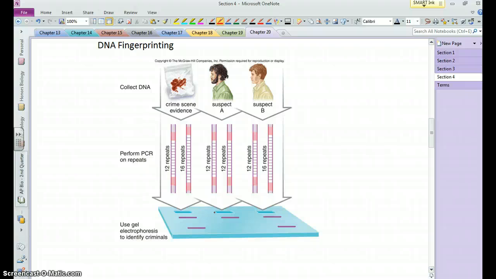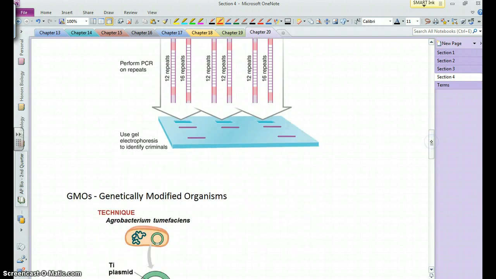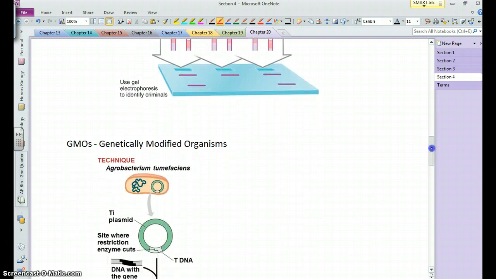And so that is essentially DNA fingerprinting. Again, you're looking at several regions, non-coding regions of the DNA, to match an individual with some sample.